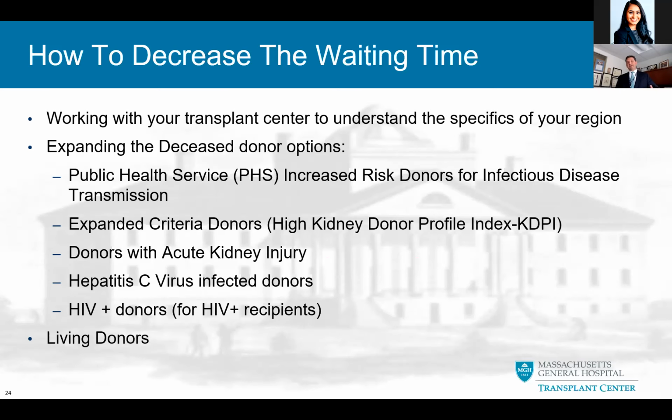We've talked about expanded criteria donors in the past. Now they're called high KDPI donors. We've used kidneys when they have acute injury related to the death of the donor, but the kidney is still a great kidney and worth utilizing. Hepatitis C virus, and we use HIV positive donors for HIV positive recipients. But really, one of the best ways to get a kidney is through living donation, which Dr. Safa will be talking to you about next, and I'm glad to answer any questions later on.